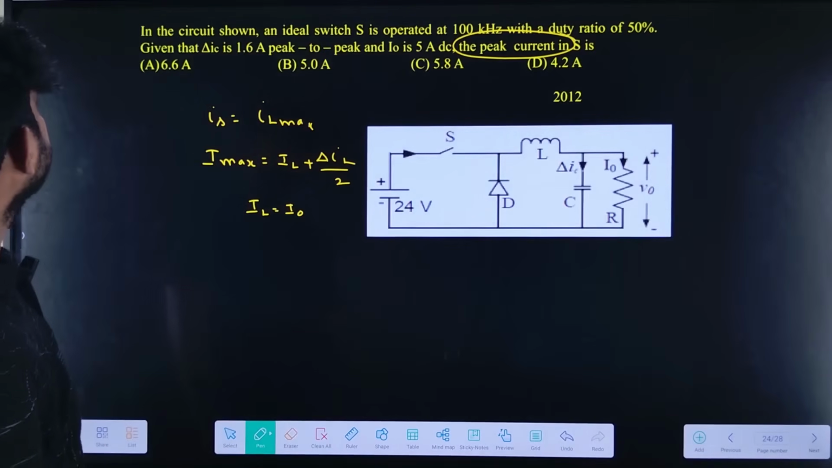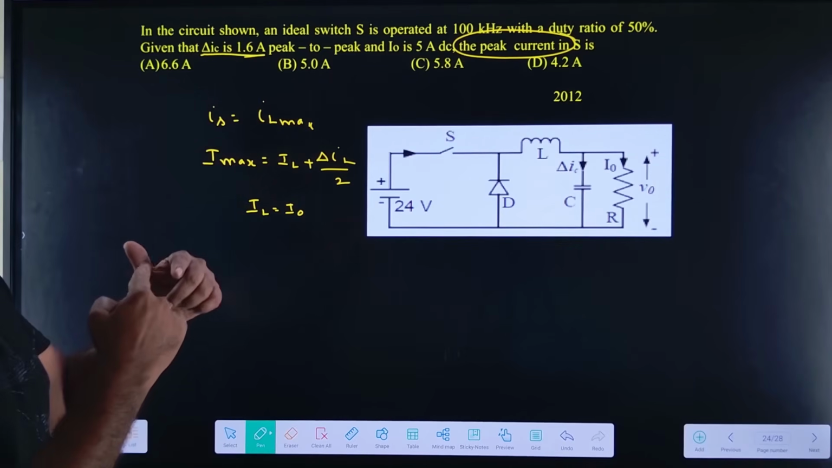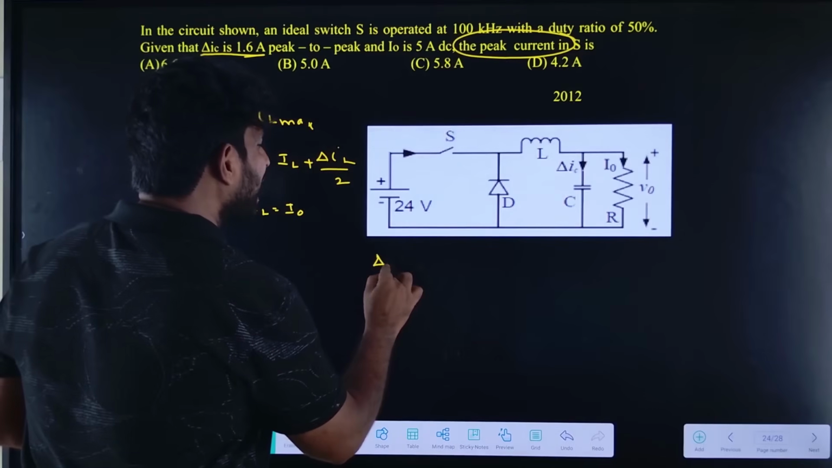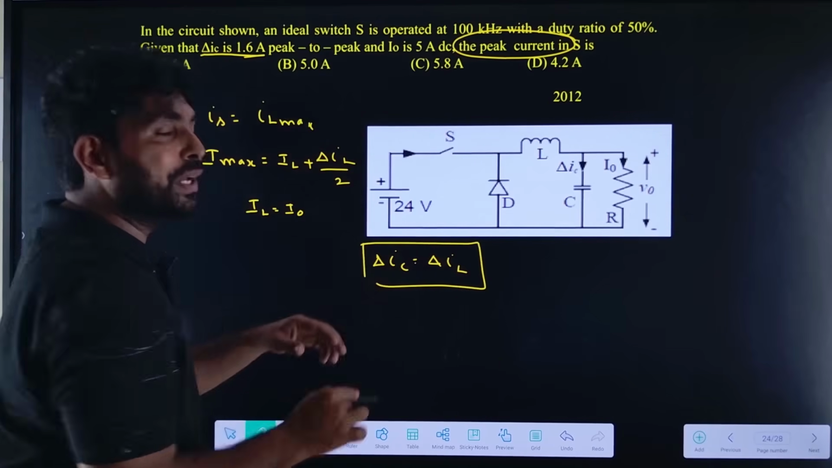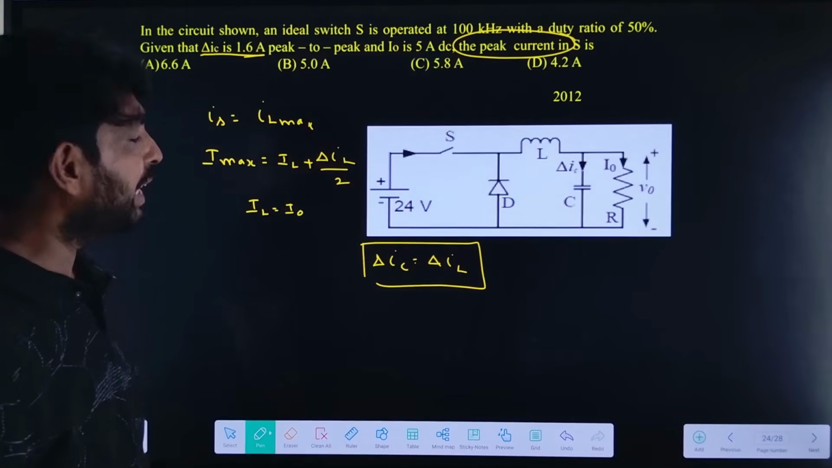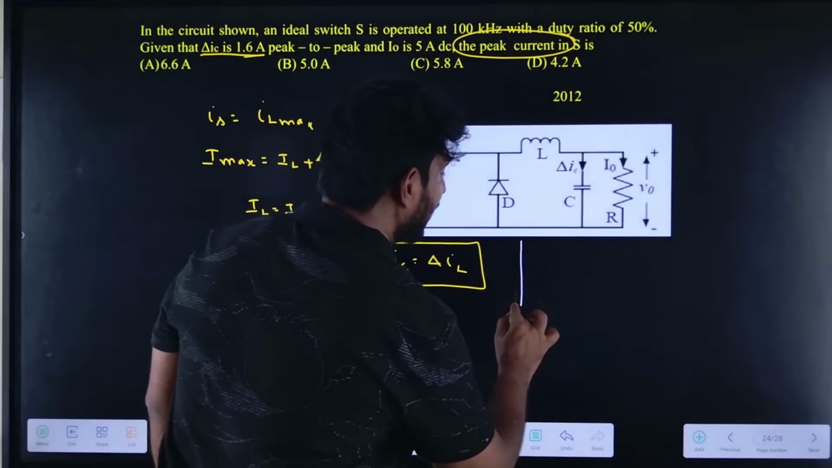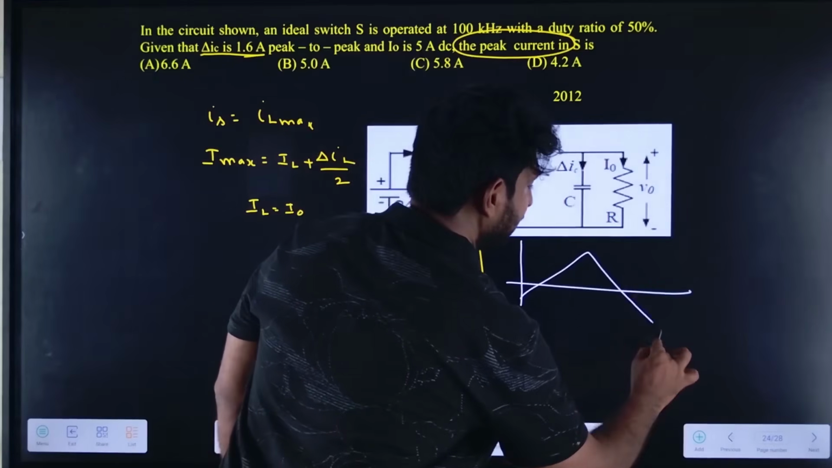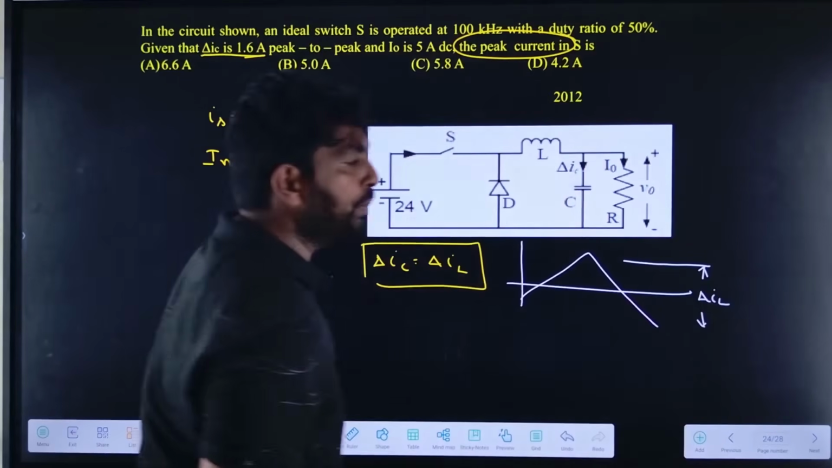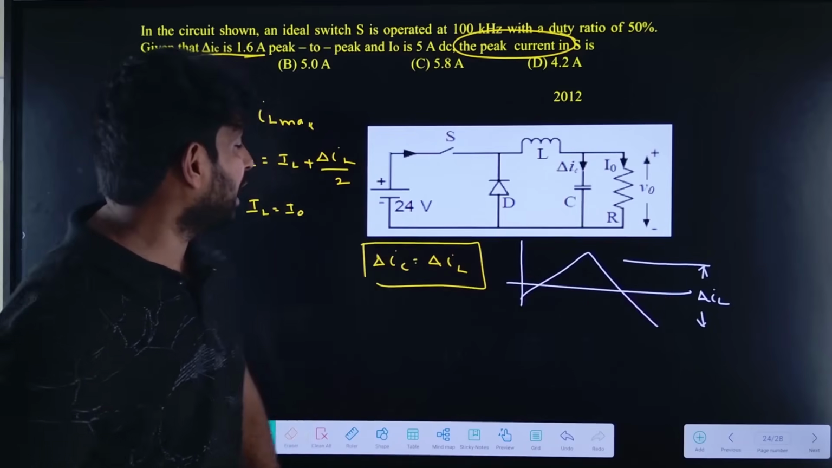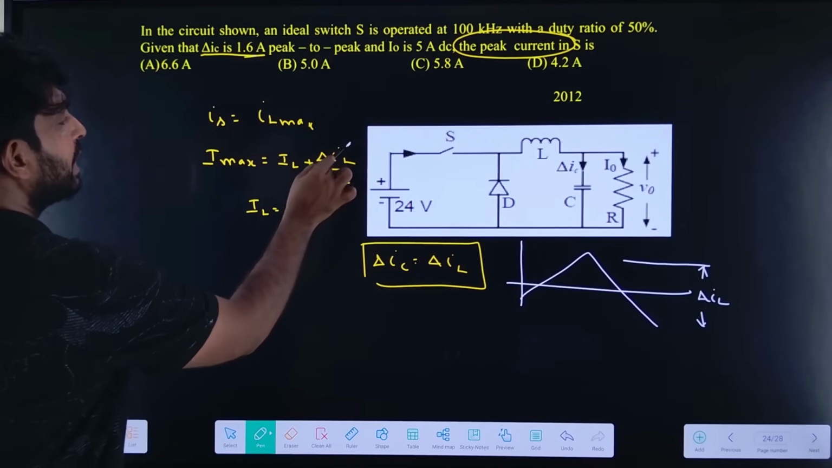Now delta IC has been given. The peak to peak value of delta IC equals delta IL in case of buck converter. In case of buck converter, if I draw the IC waveform, it should be like this. So the peak to peak value of delta IC equals delta IL. Delta IC is already given, which is equal to 1.6.